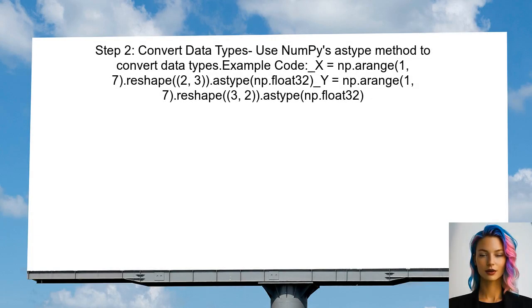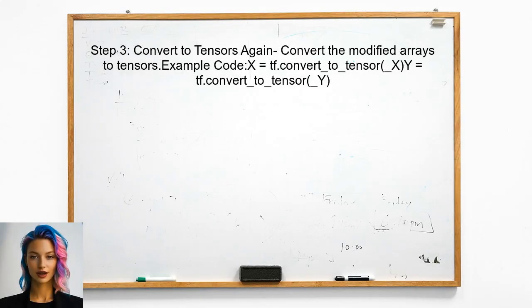Next, the user can convert the input arrays to a compatible data type before converting them to tensors. This can be done using NumPy's astype method. After converting the data types, the user should proceed to convert the arrays to tensors again. This ensures that the tensors are created with the correct data type.